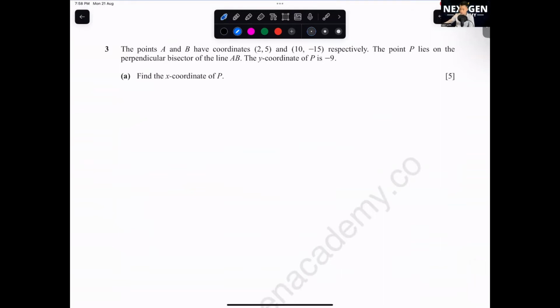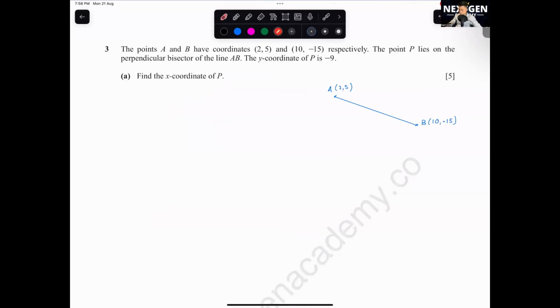Okay, question 3. The points A and B have coordinates (2, 5) and (10, negative 15). The point P lies on the perpendicular bisector of the line AB. The y coordinate of P is negative 9. Find the coordinates of P. Okay, try your best to just roughly sketch out this diagram. They give us A and B. So A, this is (2, 5). B is somewhere here, to the right and down. So we know how the line looks.